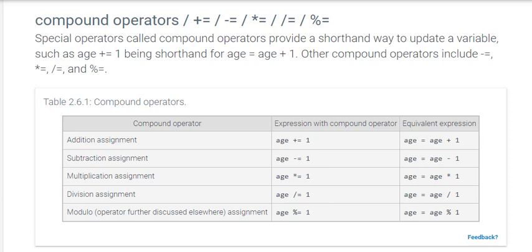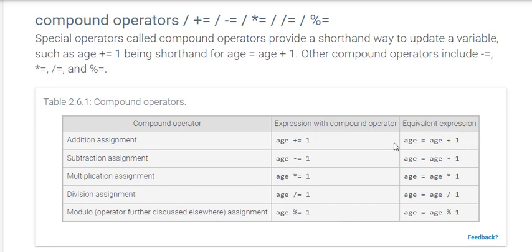Compound operators are a shorthand way to calculate variables. Usually it's when you're updating the value of a variable, for example, adding 1 to a counter. You can also use it in addition to the plus sign. You can use subtraction, multiplication, division, and the modulo, which is remainder.